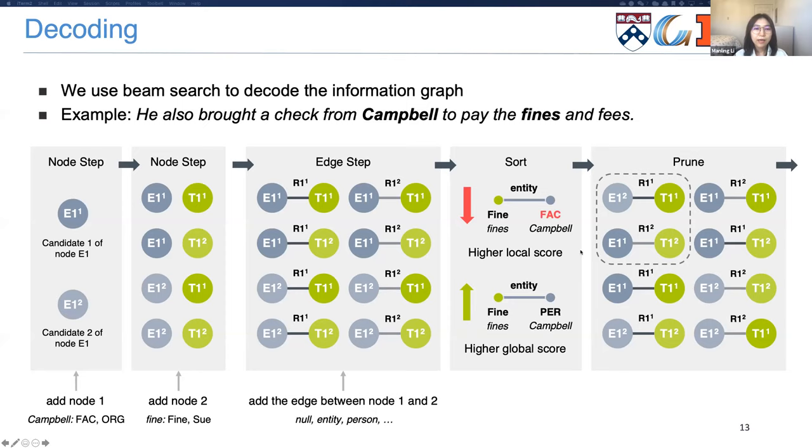But it predicts an organization as an entity of a fan event. This is not true in most cases. And this model can demote this candidate with global features. So the model can know that compare is a person instead of facility, since it's an entity of fan event.